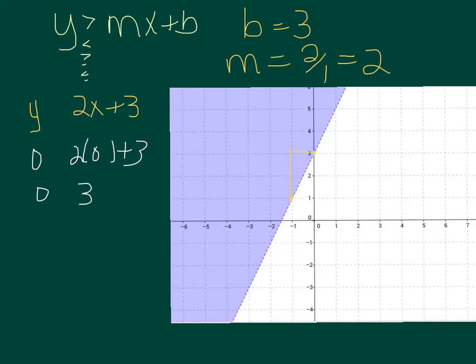So what can I put in here that's a false statement? Okay. If I put in greater than, is that false? Is 0 greater than 3? Yes, that is false. So that means that I'm going to use my greater than sign, and there's my answer.